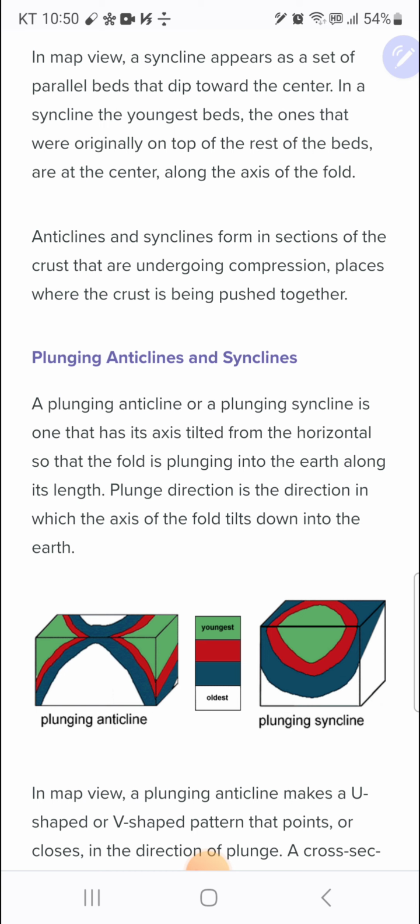Plunging anticline, right? Youngest, oldest, oldest. Plunging syncline.